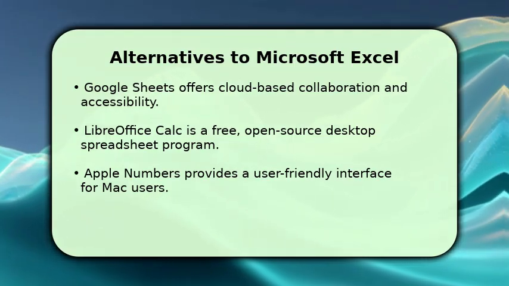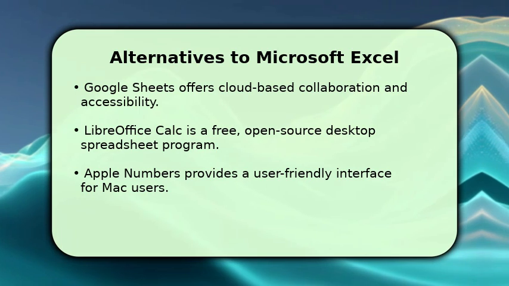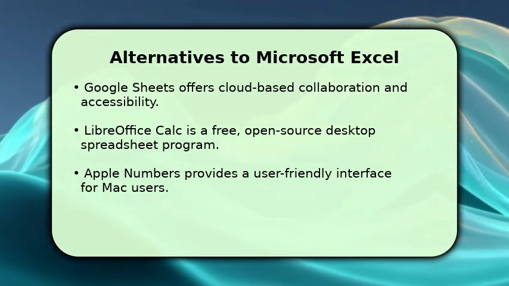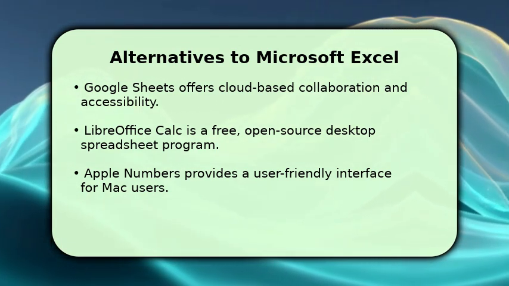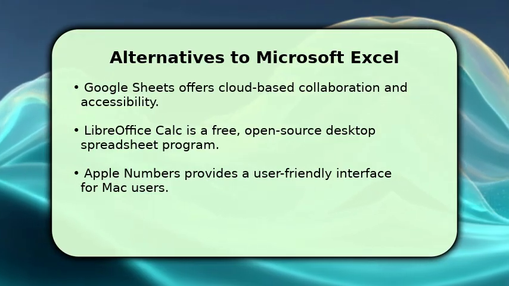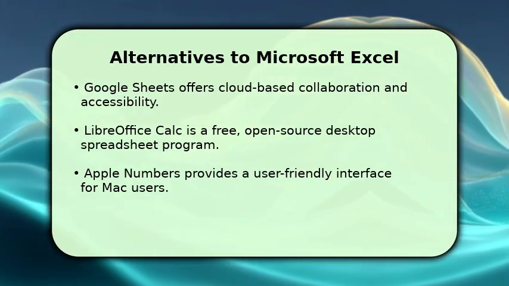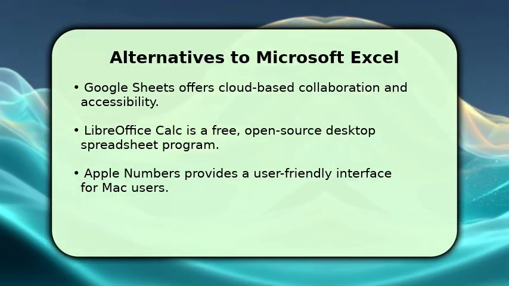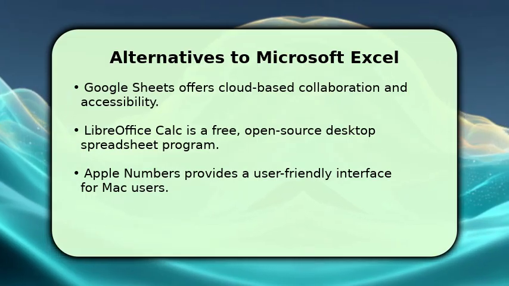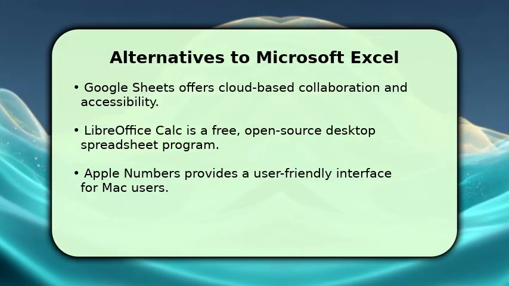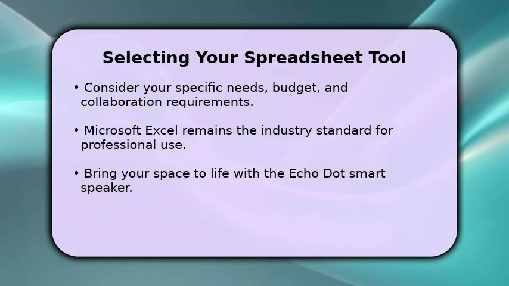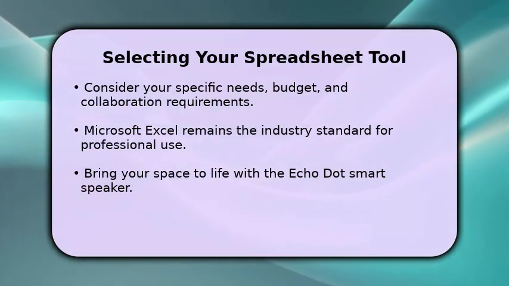Google Sheets, for example, excels in real-time collaboration and cloud integration, making it ideal for team projects. LibreOffice Calc is a powerful, free option for those seeking a desktop application without a subscription. Apple Numbers offers a more visual and intuitive experience, particularly for users within the Apple ecosystem. Each has unique strengths. Choosing the best spreadsheet software depends on your individual or team requirements.